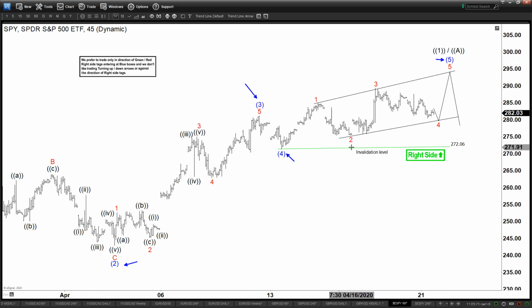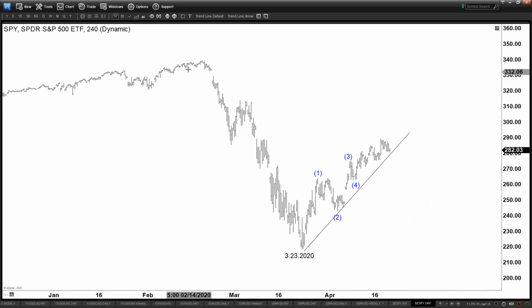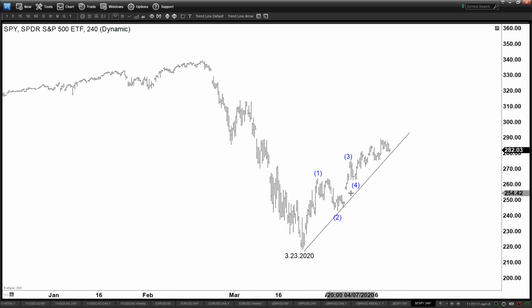So if I zoom out a little bit to get an idea where we are, this is the low from the COVID-19 sell-off in the S&P 500, March 23rd. From there we got a 5 waves similar to what we saw earlier here. This is 2, 3, and 4 in blue. This is the 1. So we got this 1, 2, 3, 4, and now in the process of finishing up the wave 5 as a diagonal.